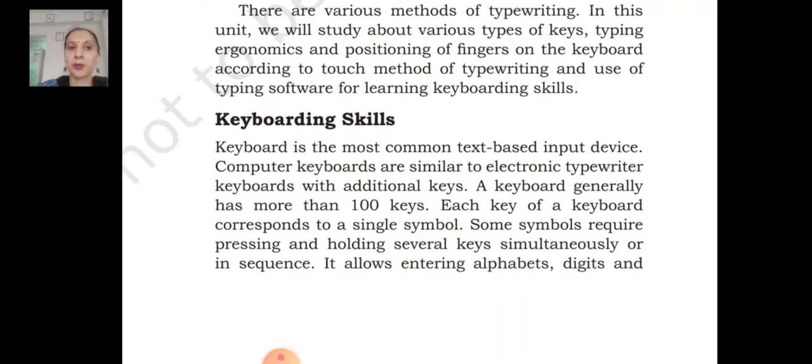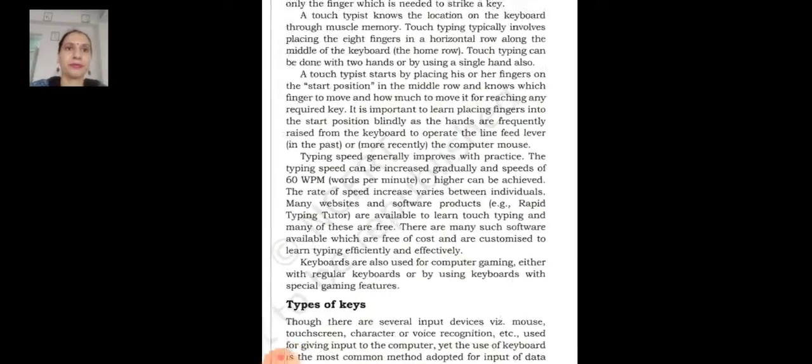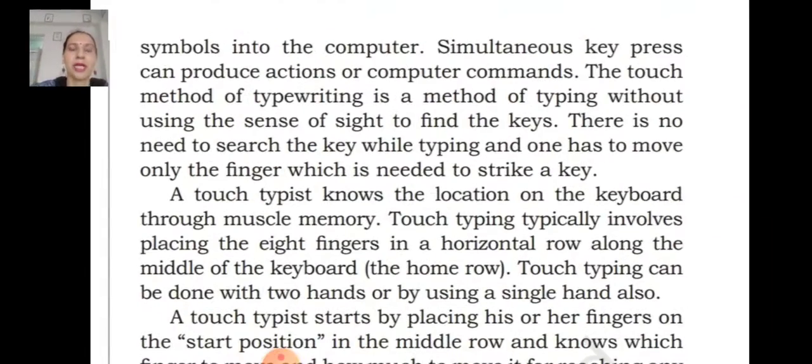A keyboard has more than 100 keys and each key corresponds to a single symbol like A, B, C, plus, minus, etc. Some symbols require pressing and holding several keys simultaneously or in sequence, like we use Control S for saving, Control C for copying and Control V for pasting. It allows entering alphabets, digits and symbols into the computer. You can press any key to produce an action or computer commands.